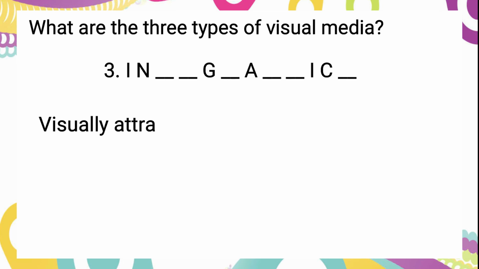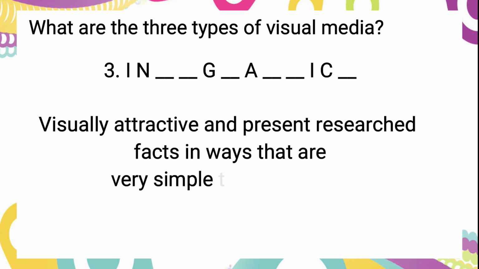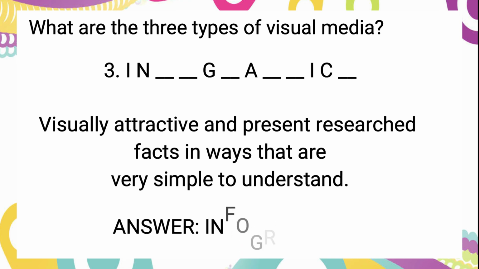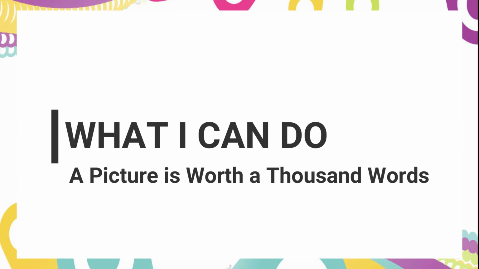Number 3, IN blank blank G blank A blank blank IC blank. Visually attractive and present research facts in ways that are very simple to understand. And the correct answer is infographics. And now, let's proceed to what I can do. A picture is worth 1,000 words.